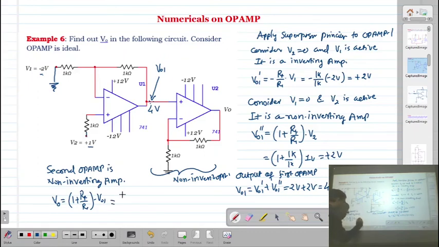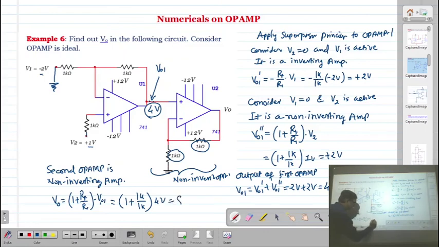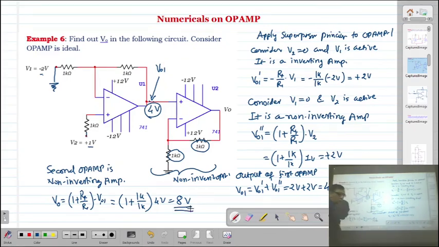And this is equal to 1 plus, now RF is 1 kilo. This is also 1 kilo. So 1K divided by 1K. But my input voltage is 4 volt. And this comes out to be 8 volt. So the final answer is 8 volt.